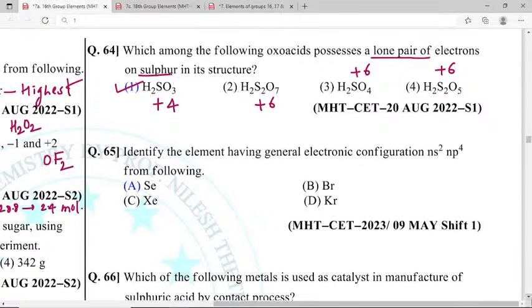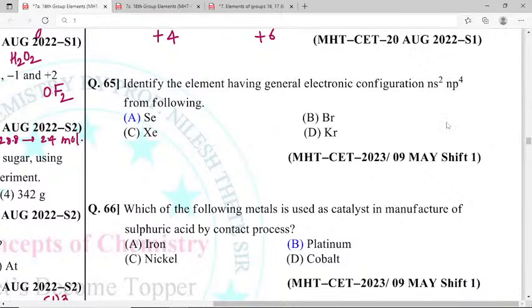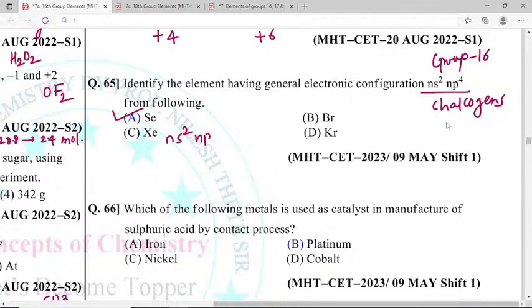Identify the element having the given general electronic configuration, ns2 np4. ns2 np4 is a group 16 element. Group 16 stands for chalcogens. So selenium is the answer. Xenon stands for ns2 np6. Bromine is ns2 np5. Krypton is ns2 np6. Inert gases.